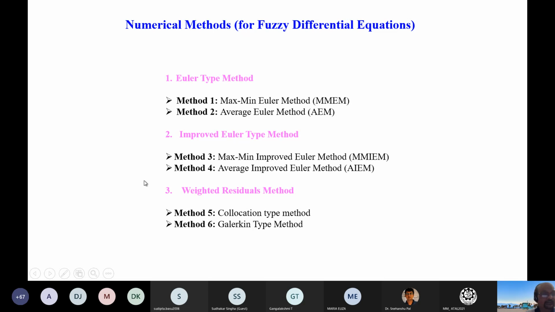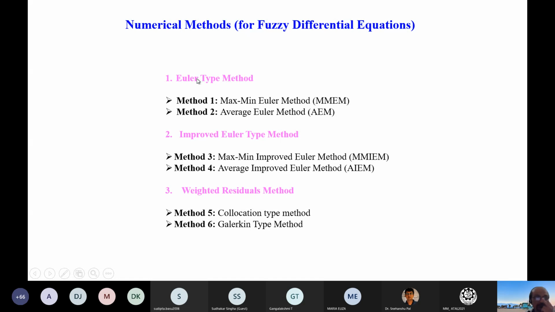Come to the numerical methods for fuzzy differential equations. Here we have developed various methods. Three I am just showing you, though I am not going to discuss them fully. The first one is the Euler type method, the second is the improved Euler type method, and the third one is the weighted residuals method.